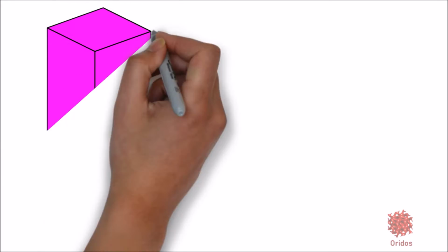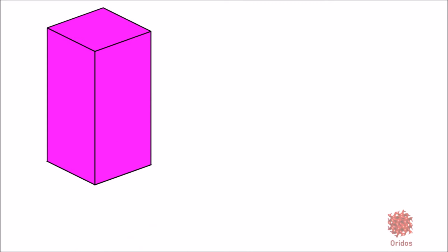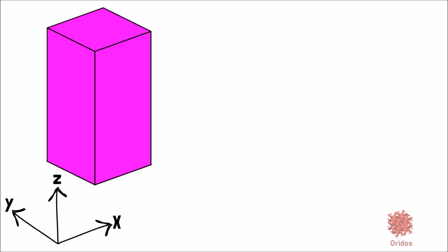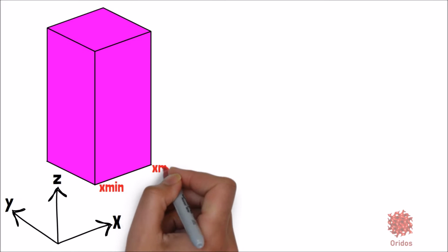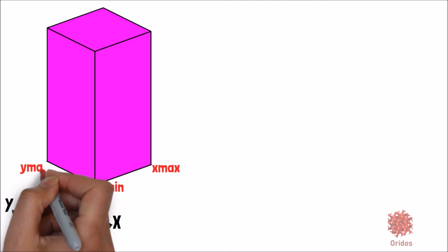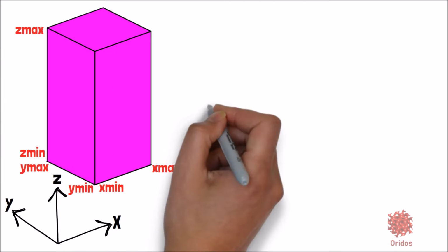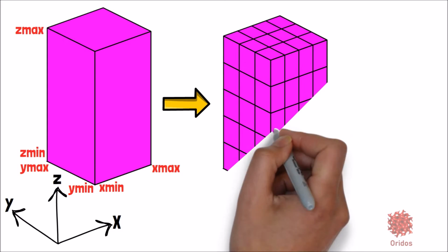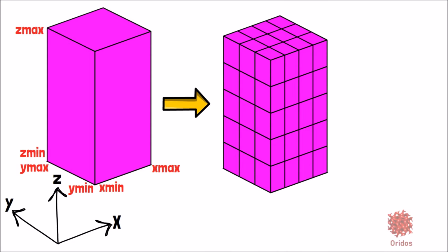Let's assume we have a 3D structured domain like this block. As a rule of implementation, we can identify this structured domain with 6 control points: xmin, xmax, ymin, ymax, zmin, and zmax. Next, let's assume we want 4 elements in the x direction, 3 in the y direction, and 5 in the z direction. As an implementation rule, I would like to do the numbering of the points from xmin to xmax, then from ymin to ymax, and from bottom to top. It will be like this.